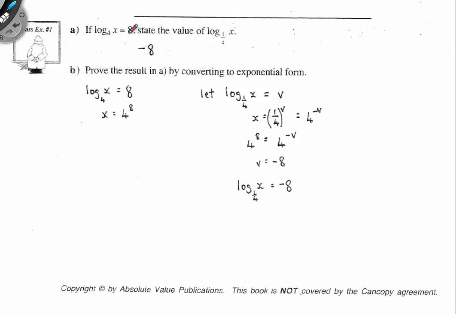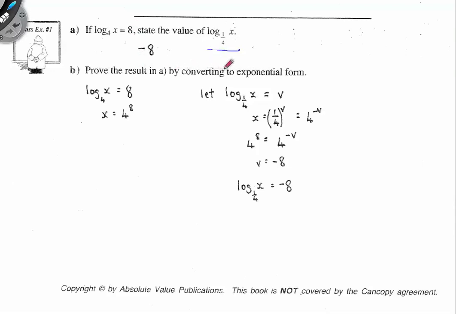Okay, so if log x base 4 equals 8, state the value of this. So remember, that just means it's the negative of this. So it's really negative 8. See, this equals negative 8. So changing from 4 to 1 over 4 changes this value to a negative.